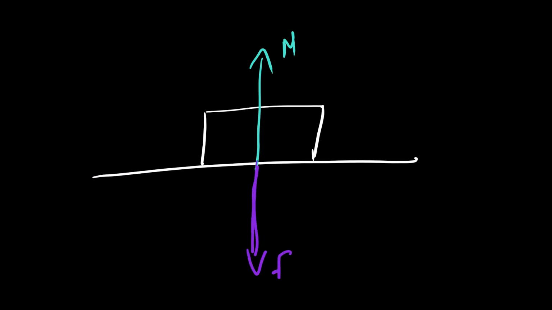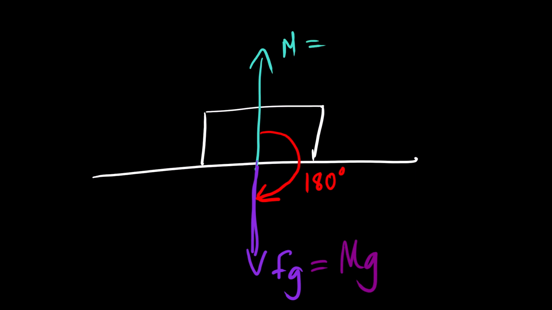So if this is our Fg, we can see that the angle between Fg and the normal force is 180 degrees. So whatever force forms 180 degrees with the normal force will absorb that equation. We know that Fg is equal to mg. Since the normal force and Fg are 180 degrees apart, it means the normal force will also have mg.